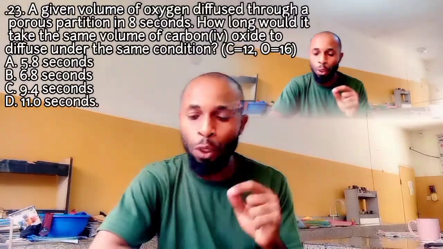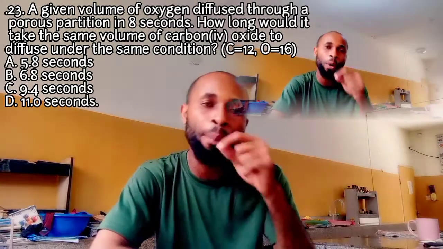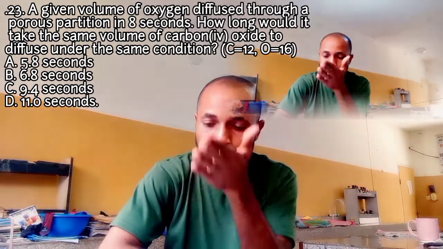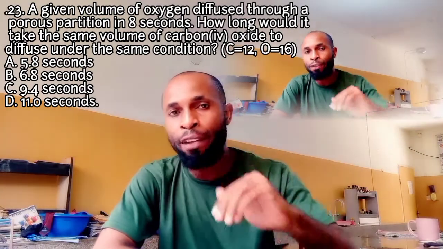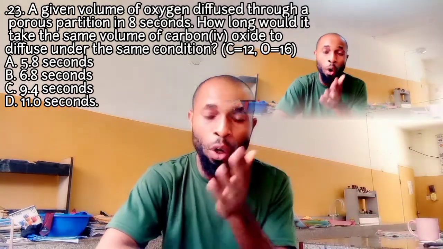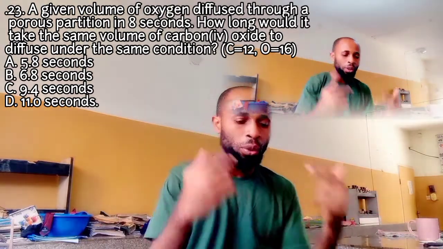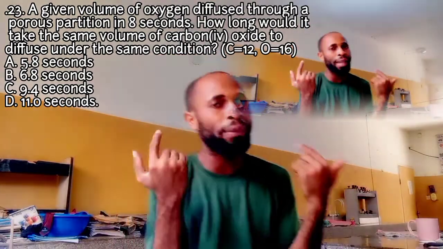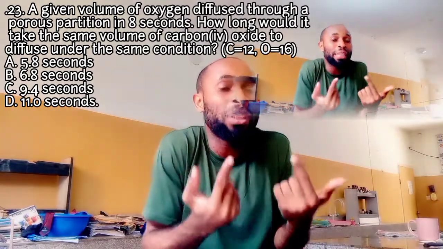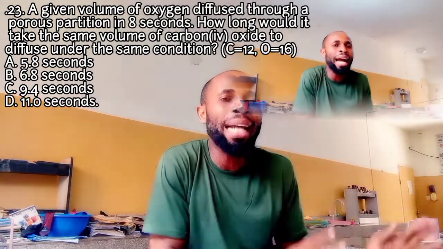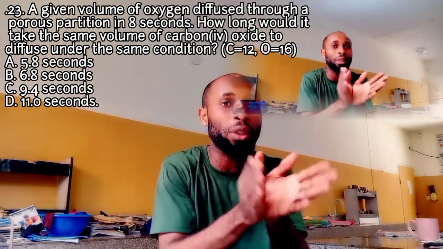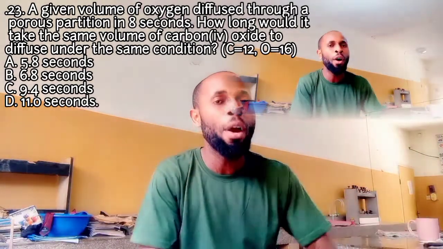Question number 23. A given volume of oxygen diffused through a porous partition in 8 seconds. How long will it take the same volume of carbon dioxide to diffuse under the same condition? Then we take C to be 12 and we take O to be 16. According to this, we are dealing with Graham's law of diffusion. We are trying to use the rate of diffusion to calculate the time it would take CO2 to diffuse with the same volume as that of oxygen under the same condition.